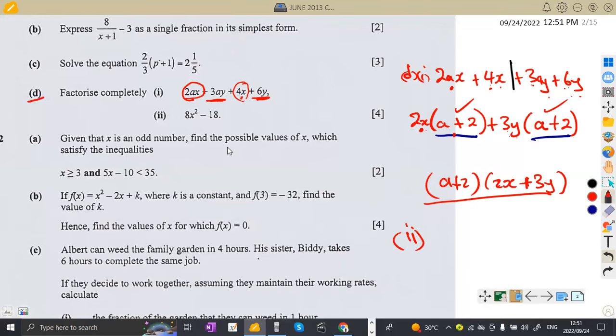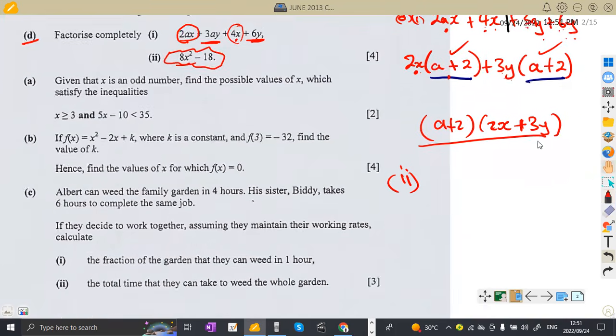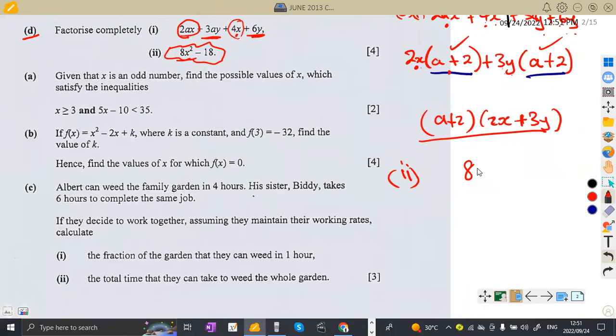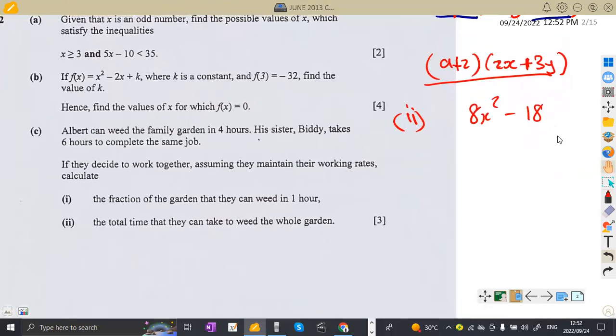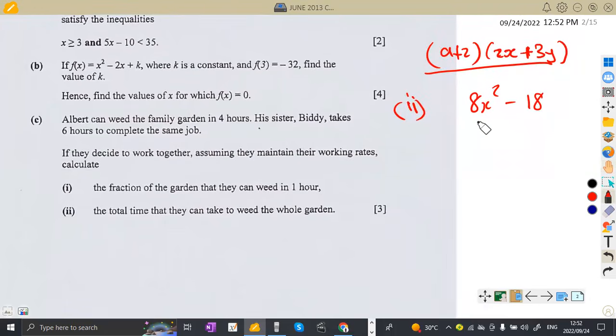Okay, item 2, factorize again. So here, do we have anything that is common? We can cross-check between, okay, let us just write our question, guys. It's 8x squared minus 18. So what do we have here that is common? We can cross-check between the numbers. We've got 4, we do not have, so we've got 2. So you can factor out 2 here. That's 8 divided by 2, which is going to be 4x squared minus 18 divided by 2, which is 9.